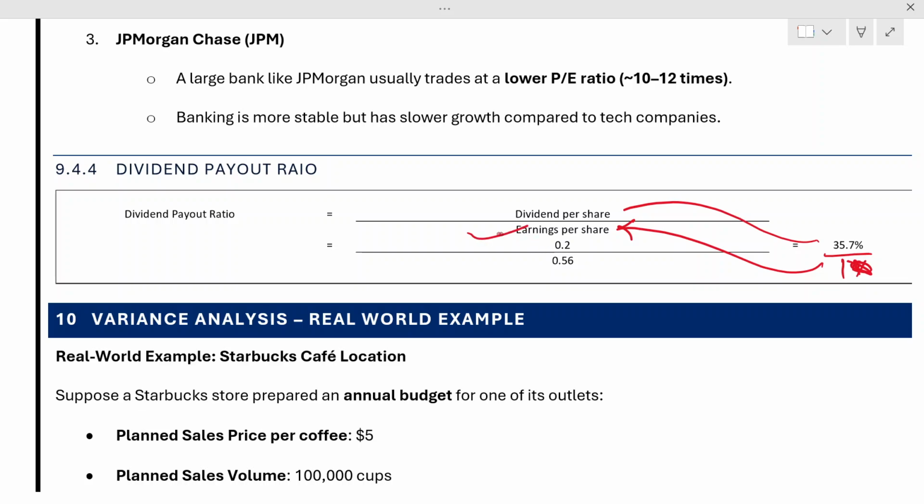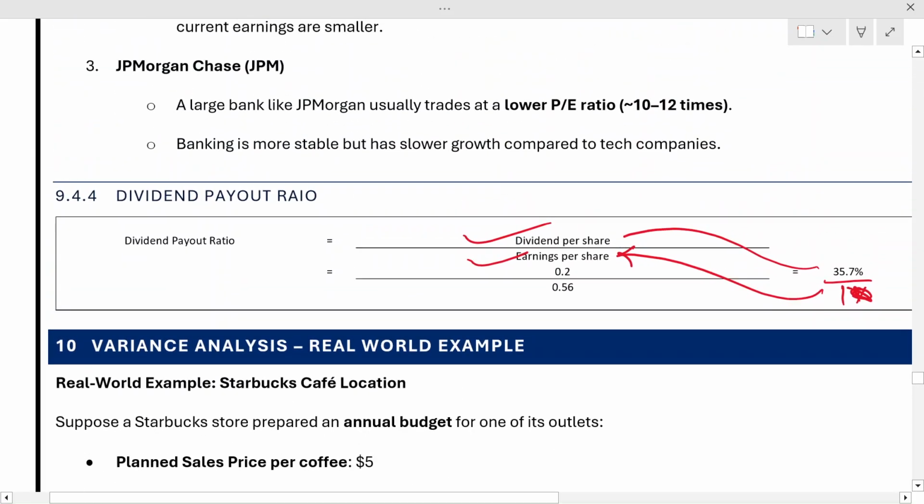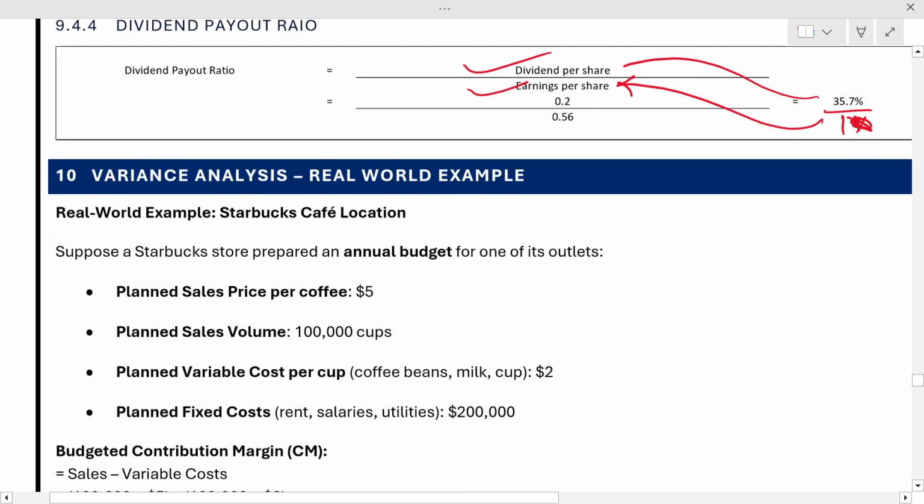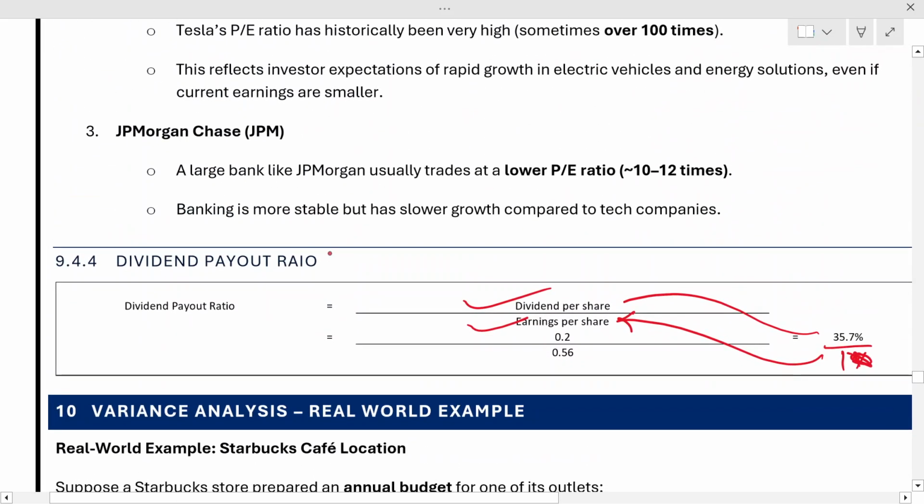So out of your earnings, how much are you paying as dividend? And the numbers for this are like that.